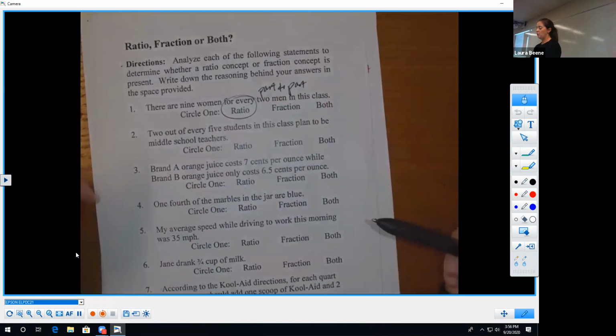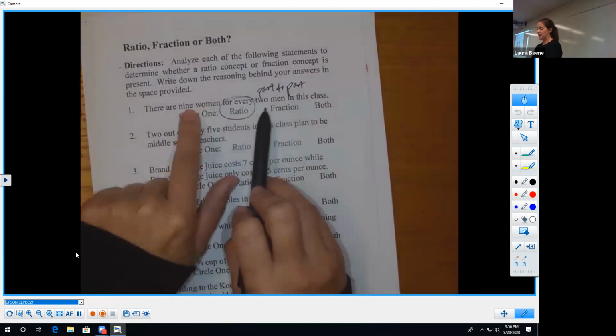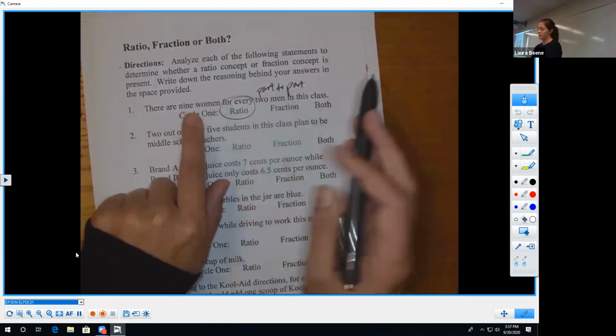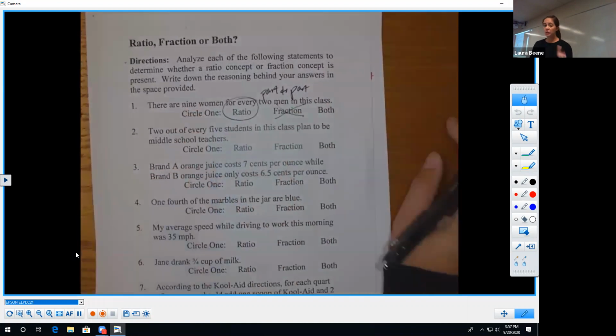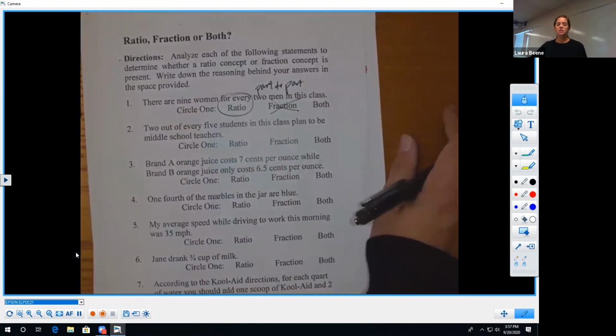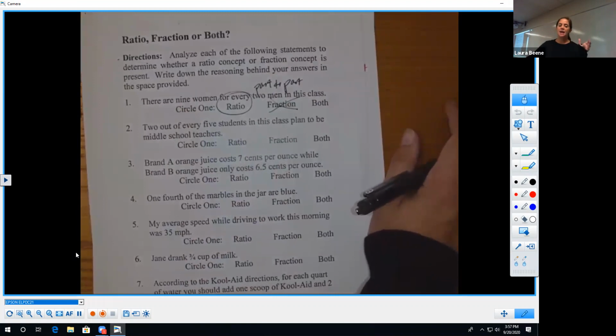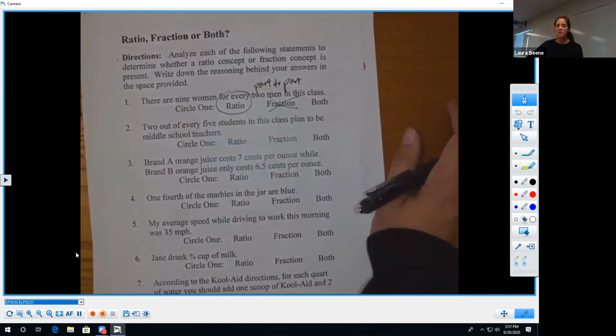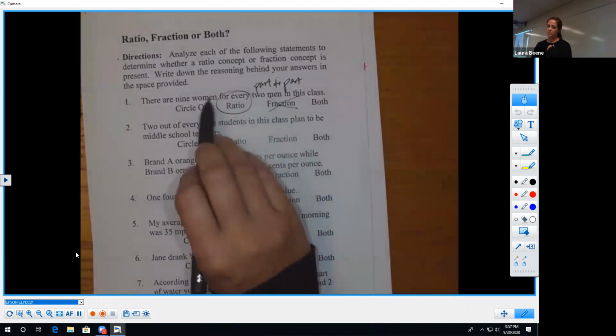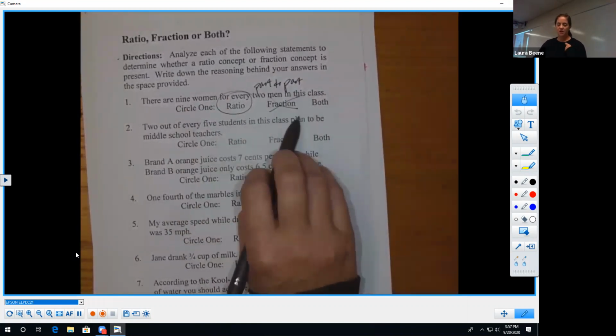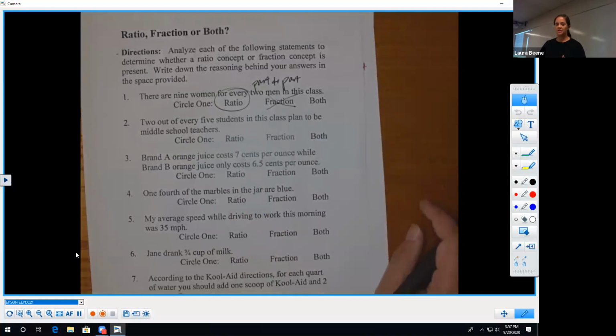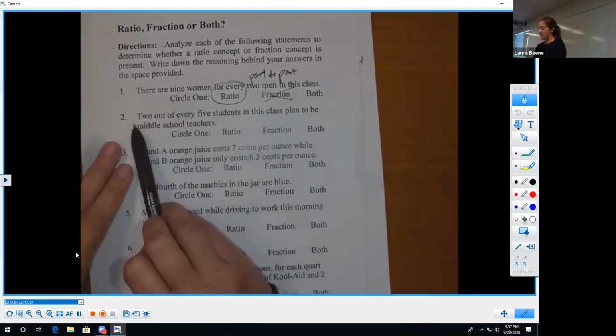Would you write these two numbers as a fraction, 9 over 2 or 2 over 9? No, you would not write it as a fraction. Could we change the problem and write it as a fraction? Yes, you could change it into 9 women for every 11 people in the class. But in this specific situation with these two specific numbers, you can't write this as a fraction. Okay, look at number 2.